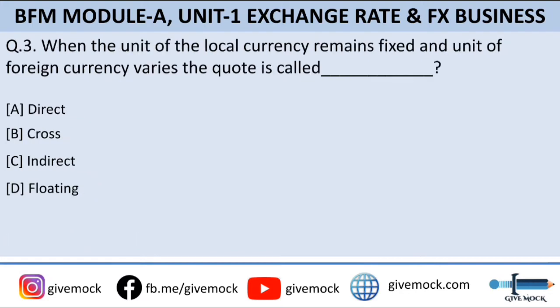Question number 3: when the unit of the local currency remains fixed and the unit of the foreign currency varies, the quote is called. So guys, you need to choose the correct answer here. Let me tell you the correct answer. The correct answer to this question is option C, that is indirect. So whenever the unit of local currency remains fixed and unit of foreign currency varies, the quote is called indirect quote.